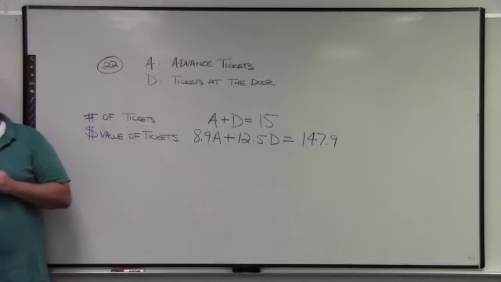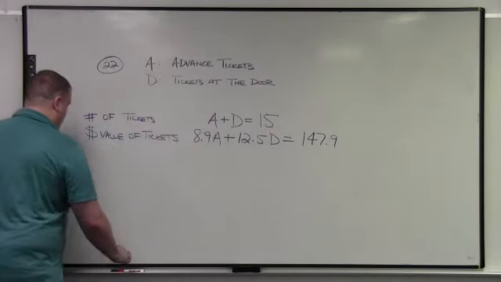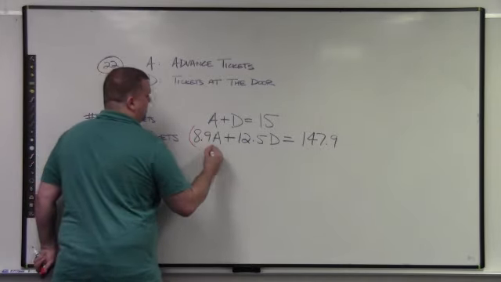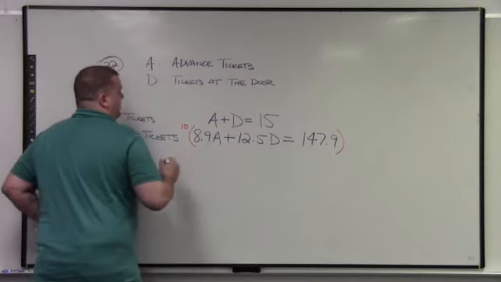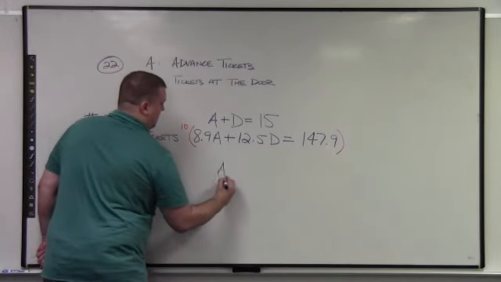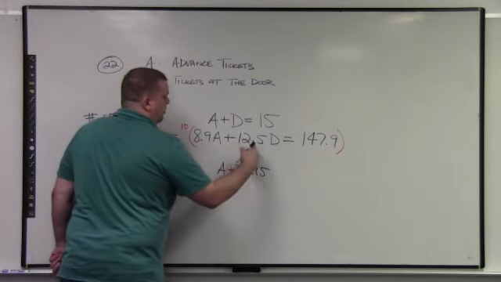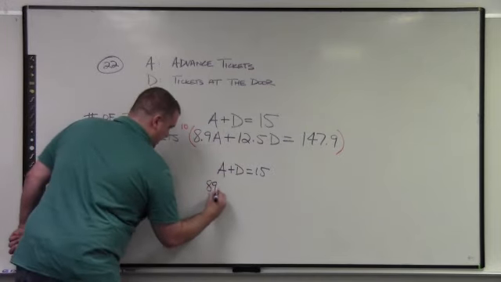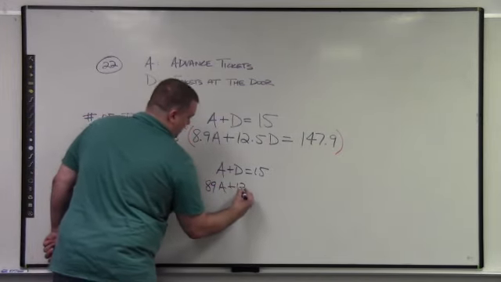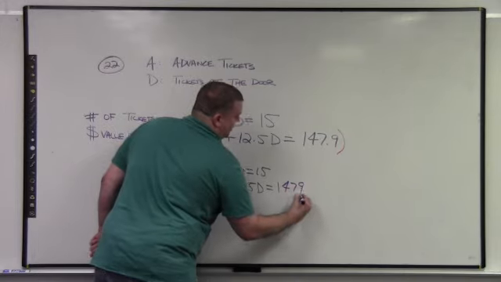Now, eventually, I'm going to use the elimination method, but can I clean up that second equation a little bit so I'm dealing with whole numbers instead of decimals? By what? 10. Yeah, my decimals are in the tenths place, so let's multiply by 10. Once again, I'm just doing that to make it a little bit easier equation to work with. Am I doing anything with that first equation? No. Multiplying by 10 is just going to move the decimal over one place on each one. So that's 89A plus 125D equals 1,479.